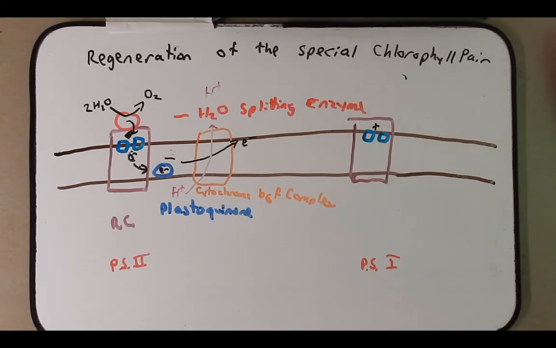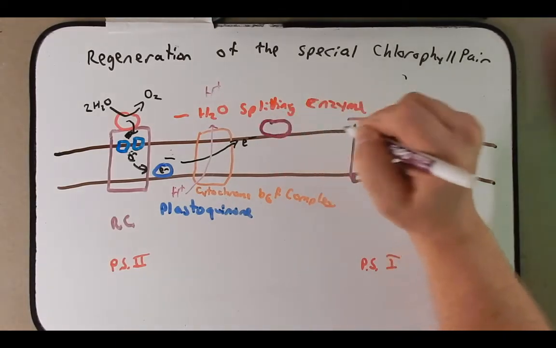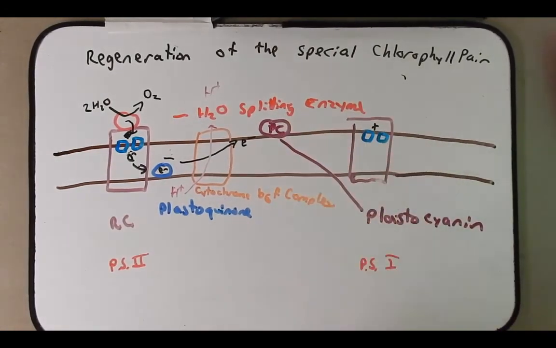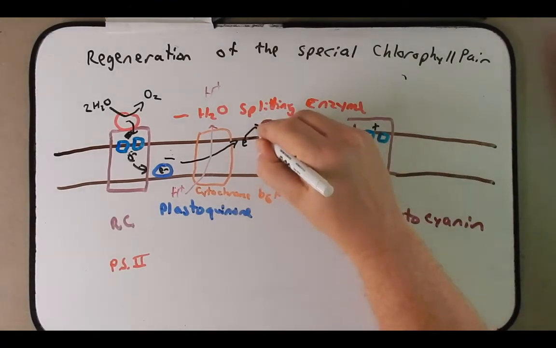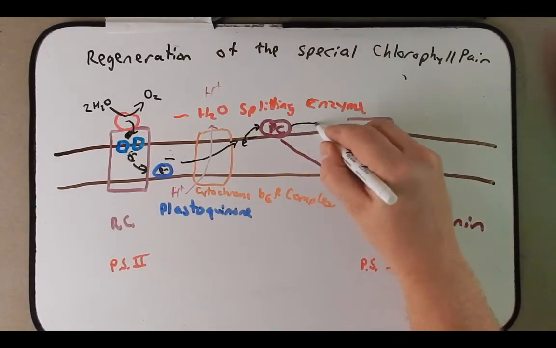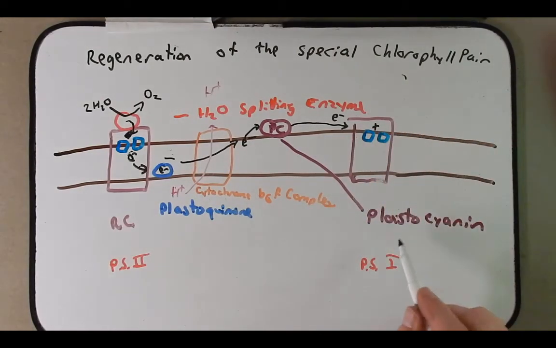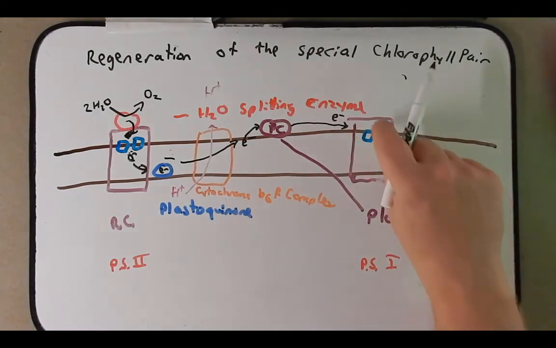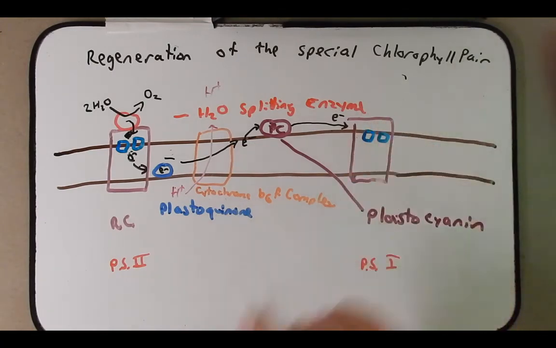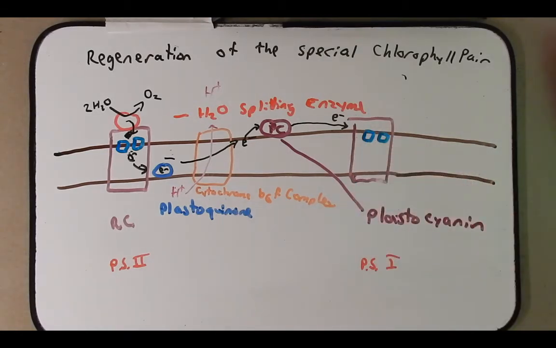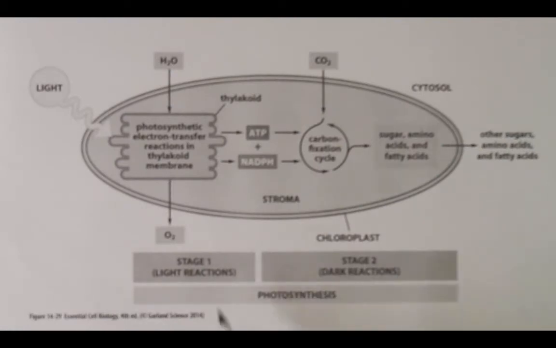Well, it's picked up by a protein called plastocyanin. So PC, I'll put here. Those electrons move to this plastocyanin, and then those electrons are pushed over here to this special chlorophyll pair of Photosystem I to neutralize that positive charge. So now they can be used again for the next round of electron transfer. Okay, so that ends our discussion for stage 1, the light reactions of photosynthesis.